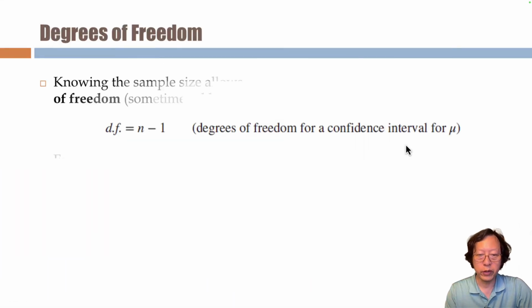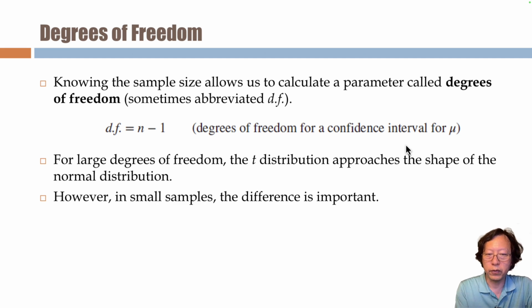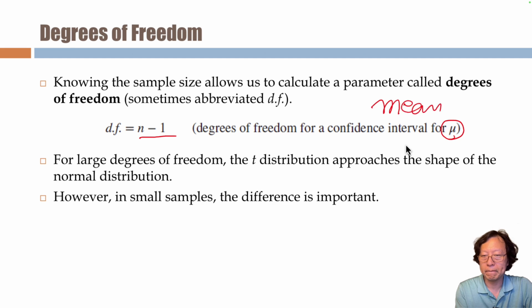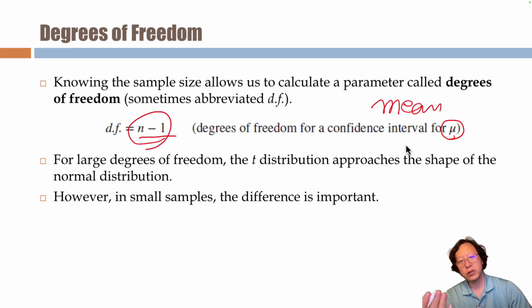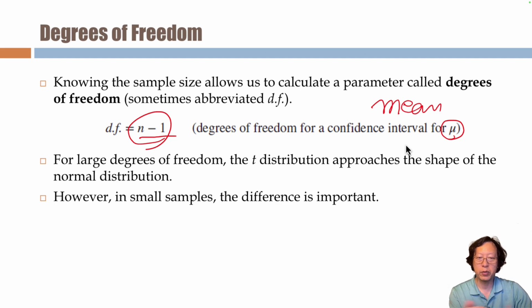Here the degree of freedom is n minus 1. This is for mu, or the mean. For different statistics, the degree of freedom can be a different number, but in our course, the degree of freedom is only n minus 1. Outside of this class, the degree of freedom can be n minus 2, n minus 3, but in this course, you can just use the degree of freedom as n minus 1.